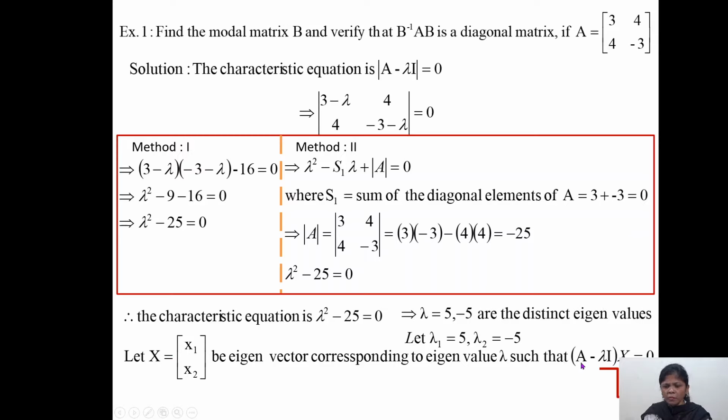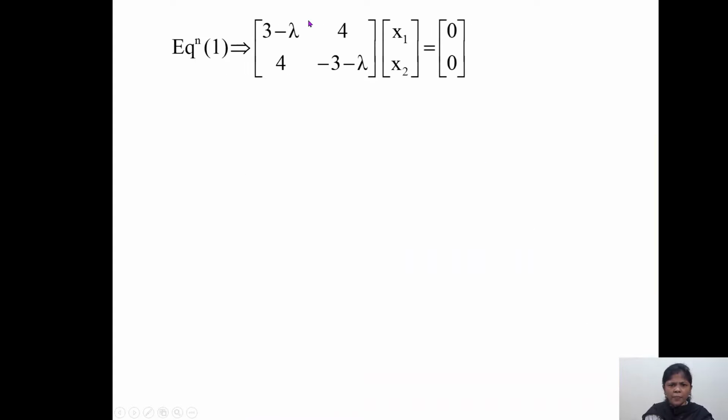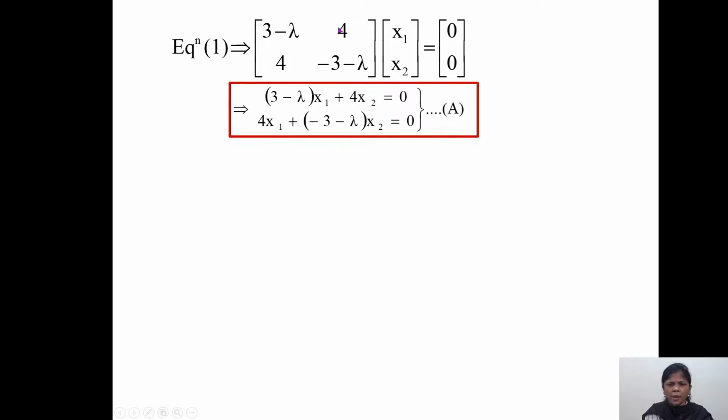So what we do is put A minus lambda I in this equation 1 as well as X. We already have the elements of A minus lambda I, but these are written in the determinant sign, so we write these elements in matrix notation. That gives A minus lambda I, and X is this x1, x2. Our aim is to find the values of x1 and x2. So substituting in equation 1, we get 3 minus lambda, 4, 4, minus 3 minus lambda, times x1, x2, equal to the 0 matrix on the right hand side, that is 0, 0.